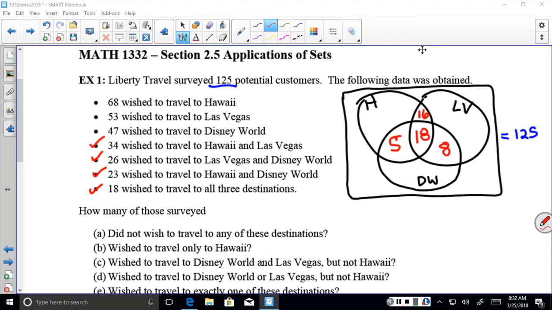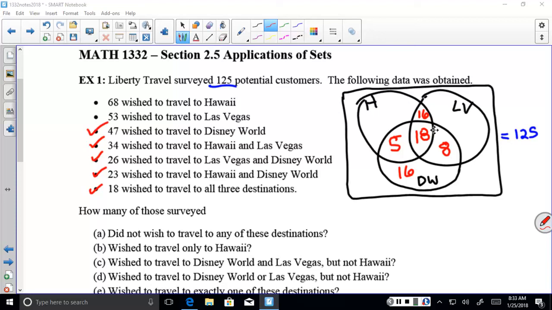The next one up, 47 want to go to Disney World. So my entire Disney World circle, which has 4 parts in it, need to add up to be 47. So right now if I add 5 plus 18 plus 8, that adds up to be something else. So 47 minus 5 minus 18 minus 8 gives me 16. Who are those 16 people? They only want to go to Disney World, not the other 2 places.